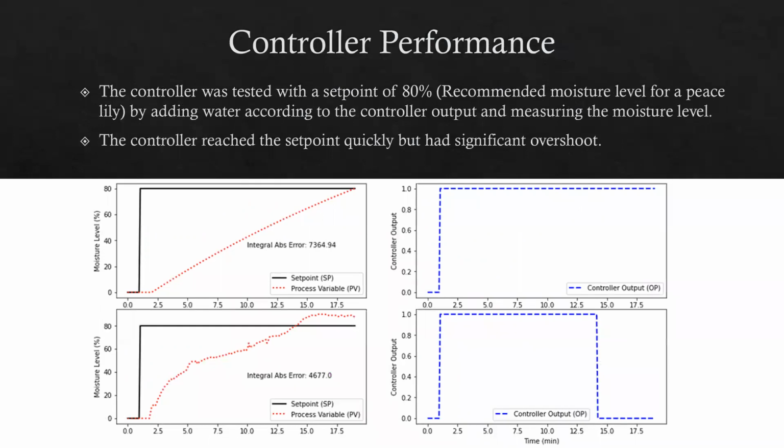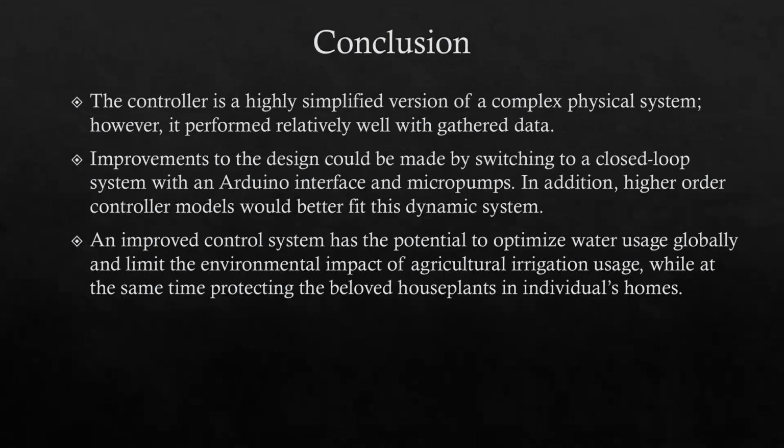Okay, for the controller performance, the controller was tested with a set point of 80%, which was recommended by the moisture level, basically by adding water according to the controller output and measuring the moisture level. The controller reached the set point quickly, but had significant overshoot as shown in the plots.